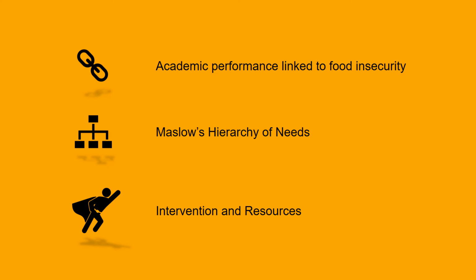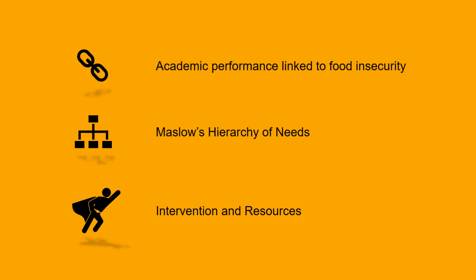Maslow's hierarchy of needs is a psychological theory that explains human motivations. According to this theory, if you cannot meet each level of the hierarchy, you can never reach your full potential. Food is a basic physiological need that should be met in the first level of this hierarchy. That raises the question of whether individuals can even achieve academic success if they cannot meet basic needs.